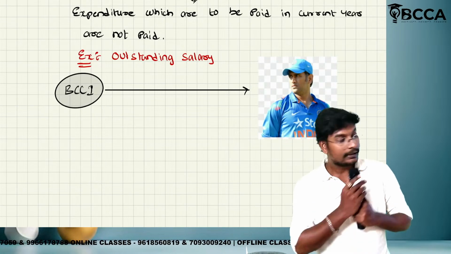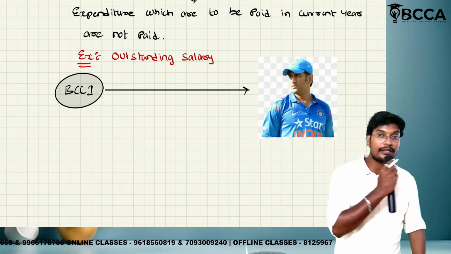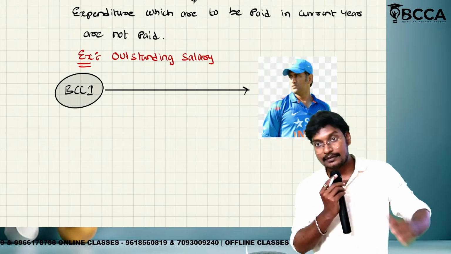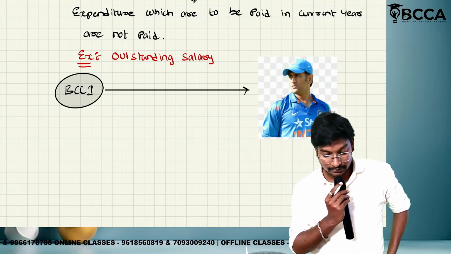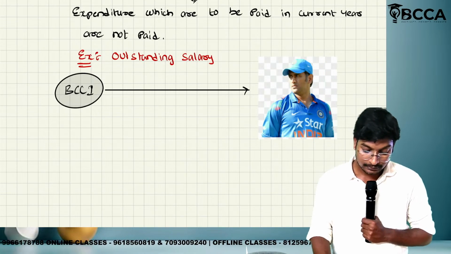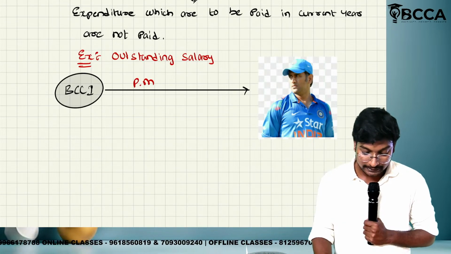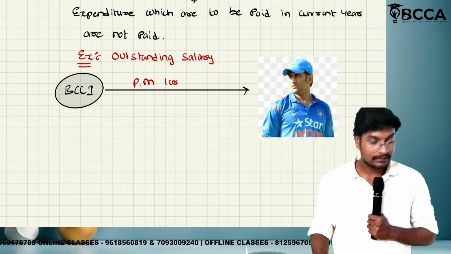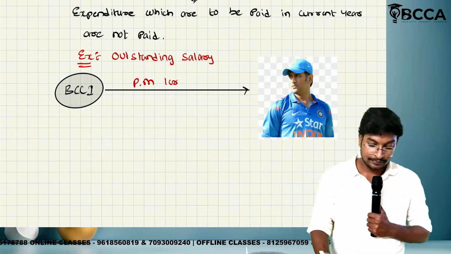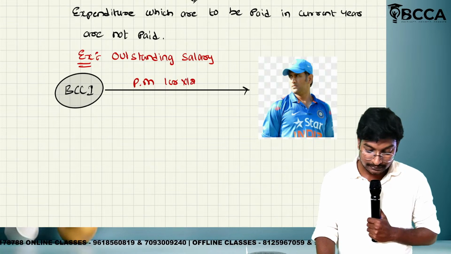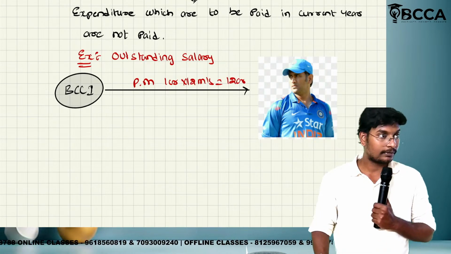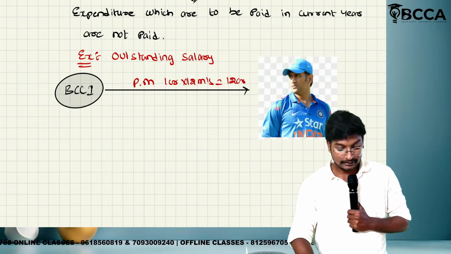So, imagine here we have the business. What is the business? BCCI is the business. There is an employee. What is the employee name? Dhoni. So, we are paying per month. Per month, I can take 1 crore rupees. How much amount are we paying? Per month, 1 crore to Dhoni. So, into 12 months means how much amount? 12 crores.